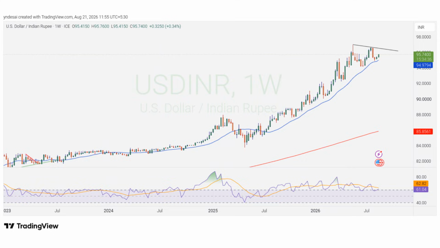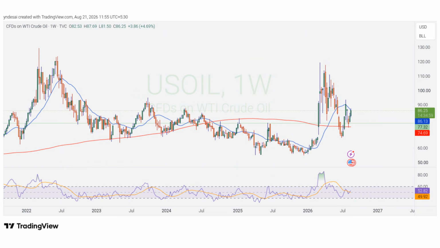The next graph is the USD INR graph. The USD INR graph is consolidating in a range, and it is also in a long-term uptrend, as confirmed by the moving average of 20. The next graph is of crude oil, and crude oil is likely to consolidate in the 90 to 75 dollar per barrel price range.